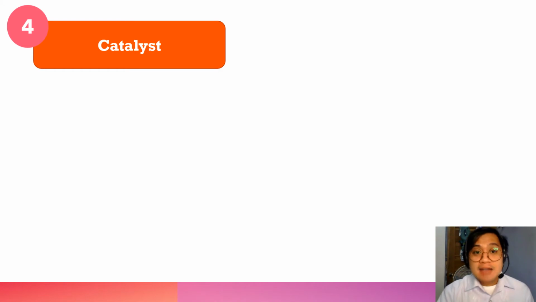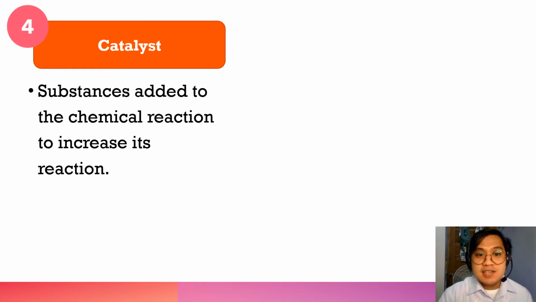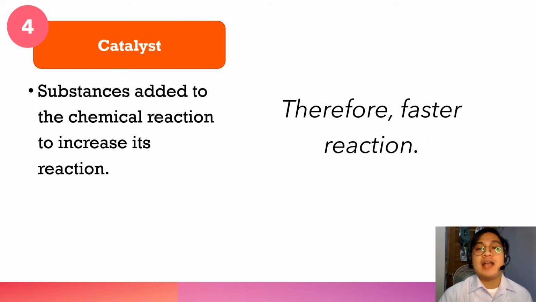The fourth factor affecting chemical reaction is what we call a catalyst. Catalysts are substances added to a chemical reaction to increase its reaction rate. Therefore, it will speed up the process. At the same time, it will also speed up the reaction. Since there is an increase of reaction due to the speeding up of the process, therefore, it will have a faster reaction.